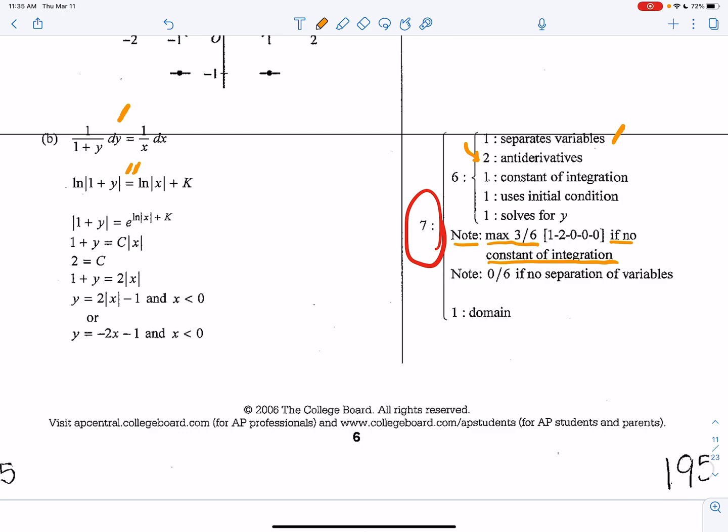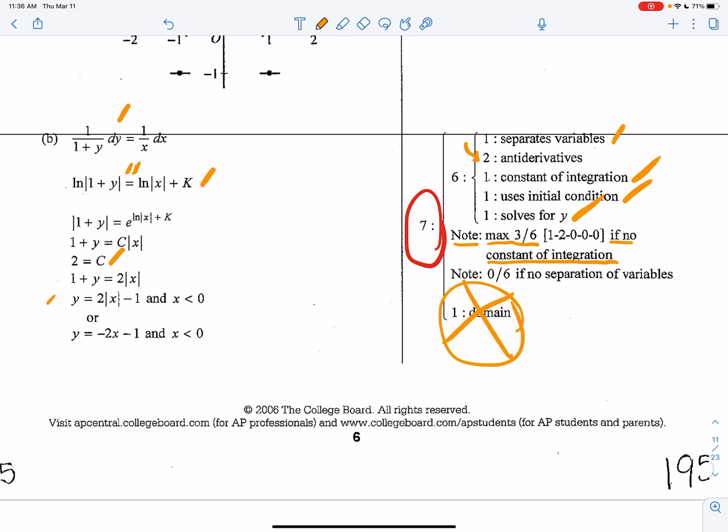But if you have a plus c here, they use the k, but really don't flip out on that. If you put a plus c there, you actually get the 4th point just for putting a plus c. Now, when you actually find c, they give you that 5th point. And when you solve for y, which is here, you get that 6th point. Now it says 7 because the 7 was the domain one, but remember, we don't need to deal with that.